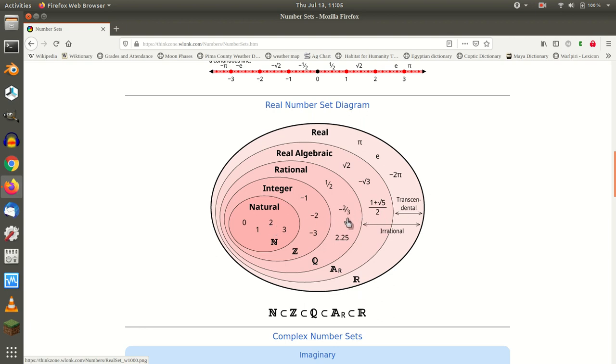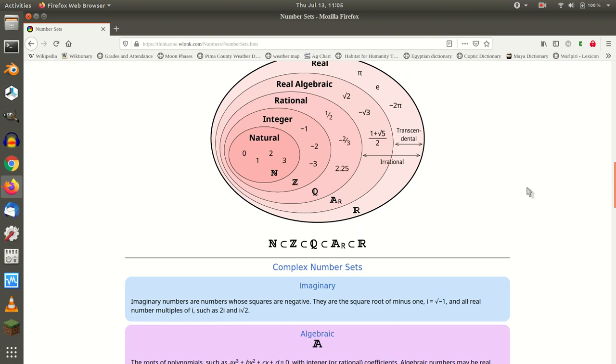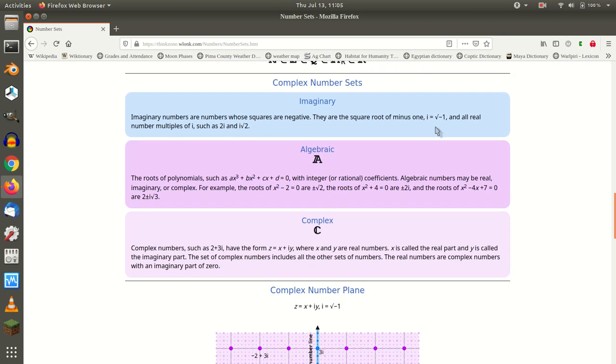why isn't that gap between the rationals that are not integers, why isn't that a named category? Right? So there's definitely some missing things in here. Alright, now let's go over to the complex numbers.